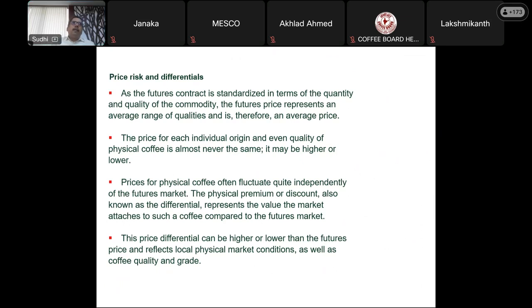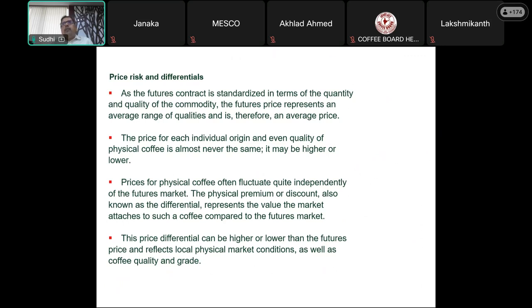So if it gets lesser than the terminal market level, then it is called a discount. If it gets more than the terminal market, it is called a premium. So I think I made things different. I gave a proper definition of the differential. This price differential can be higher or lower than the future price and reflects local physical condition as well as coffee quality and the grade.